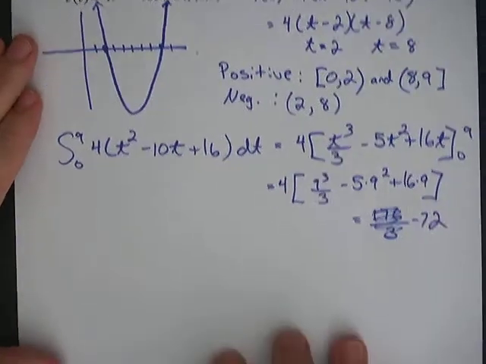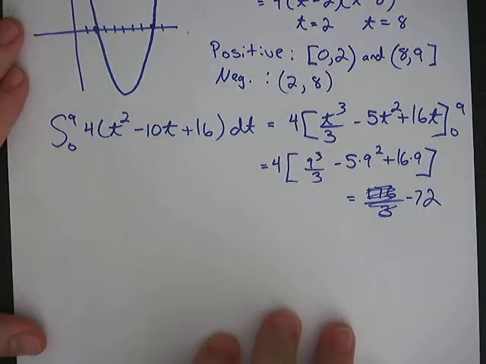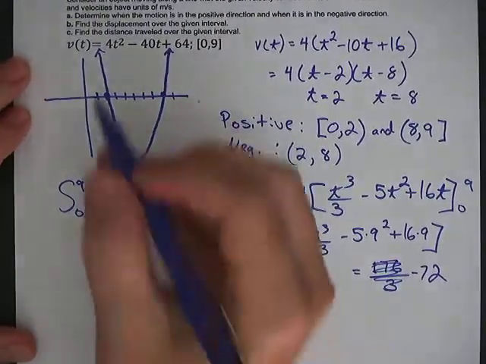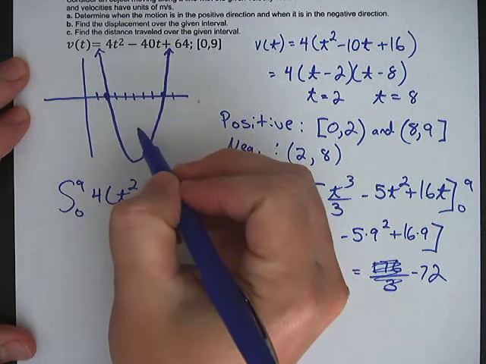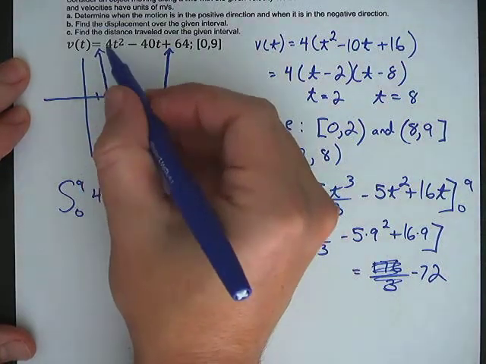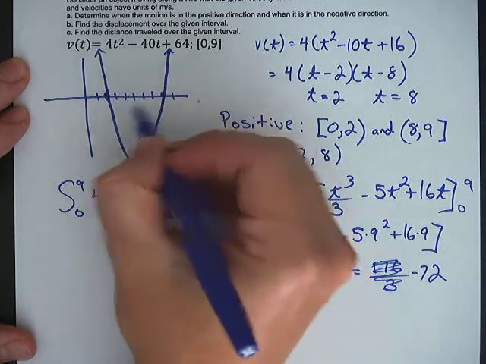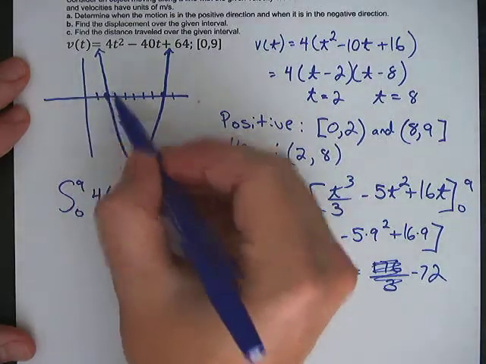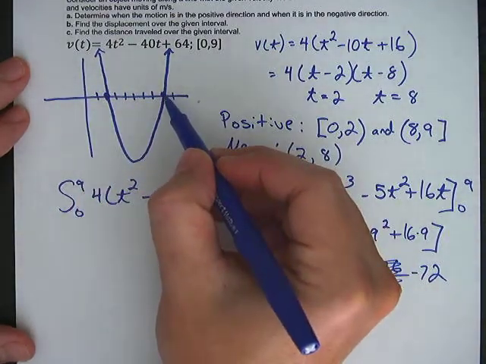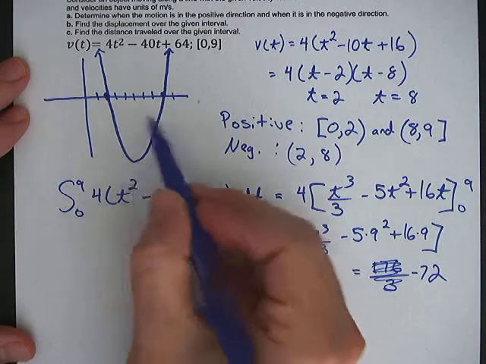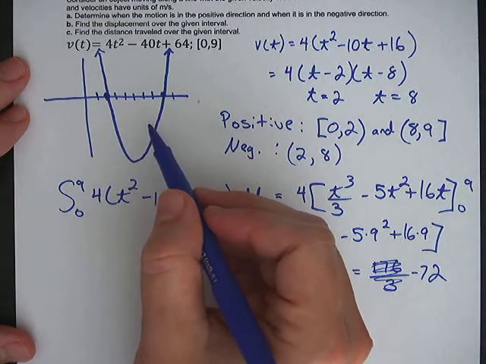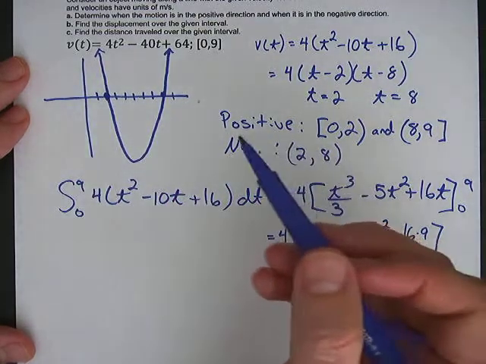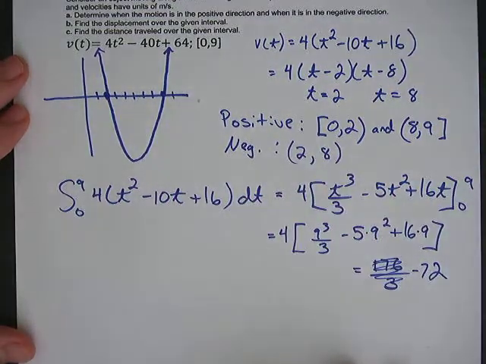Okay, let's move on. C, find the distance traveled over the given interval. Now, for distance traveled, you have to pay attention to where the graph is above the t-axis and below, and you have to split it up. You're going to have to split up this section, and then the middle section, and then this final section, okay? So we would go from 0 to 2, and then from 2 to 8, and then from 8 to 9. And since this is below the t-axis, we would put a negative sign in front because we're going to get a negative answer, and distance can't be negative. So we would change it to positive by putting a negative in front.